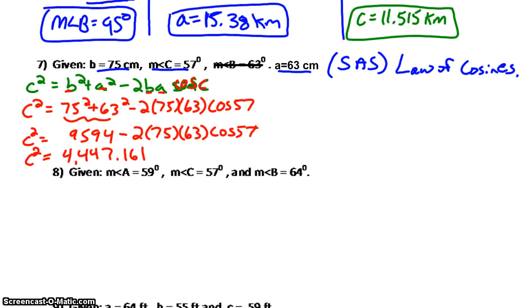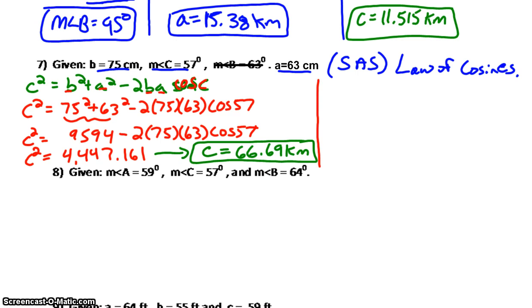4,447.161. So I went 3 decimal places because I want to minimize my rounding error. And what that gave me was a C value of 66.69 kilometers. So now I solved one unknown, this unknown of side C. Once I have this, I'm always ready to move on to law of sines. It works a little quicker for us.